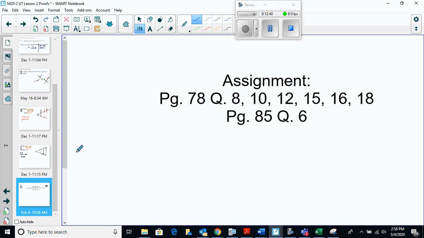Now, as the assignment, on page 78, you will see questions 8, 10, 12, 15, 16, 18, and on page 85, question 6. This concludes the third lesson of properties of the angles. It's a bit weird, but we will go through this together in a Zoom session if you have difficulty.